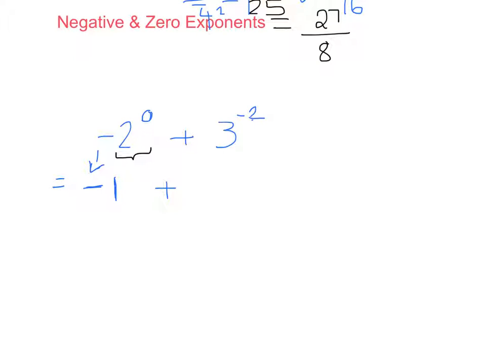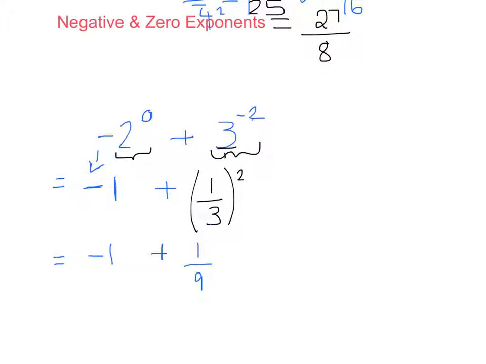Plus this negative exponent is the same thing as flipping the fraction. Well, it's a 3 over 1, so if I flip it, take the reciprocal, it's going to be 1/3 to the positive exponent. So then I'm going to work out what that would be. So negative 1 stays the same, plus 1 squared is 1, and 3 squared is 9. Now we have negative 1 plus 1 over 9.